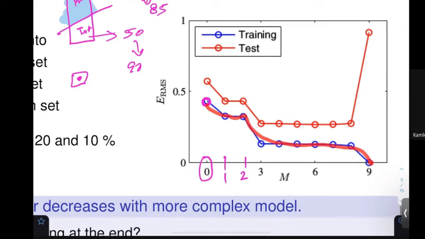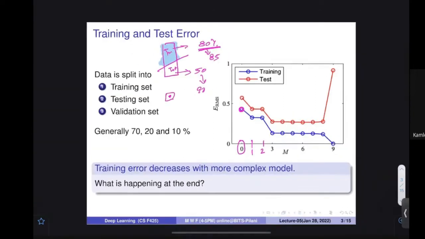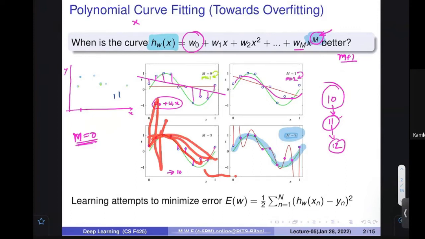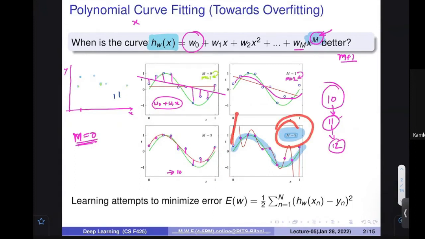In the same way, testing error is also going to show some kind of behavior. But here you can see that something very strange is happening. Till 8 it was like this, but when I made it 9, the error becomes very high. Why has it become very high? You would think that for 3, 4 the curve becomes like this, okay? But after that the curve starts becoming very shaky. At 9 you can also see that the curve is very shaky.